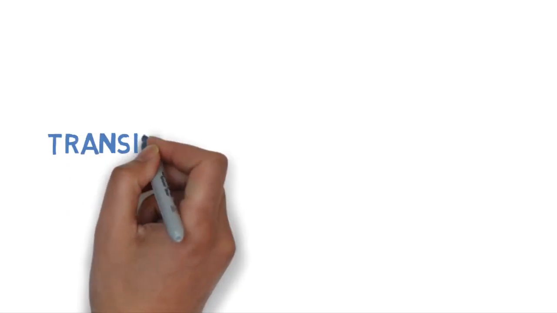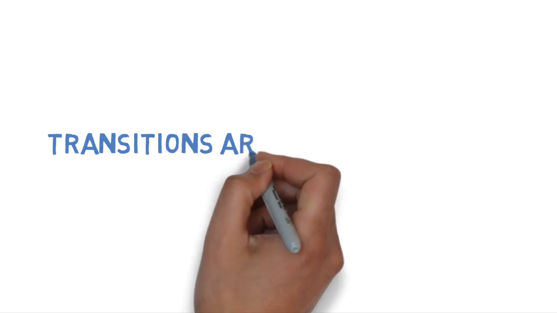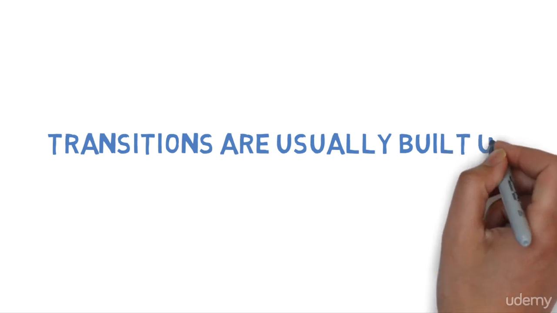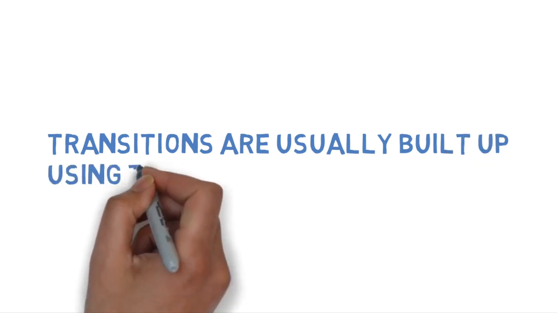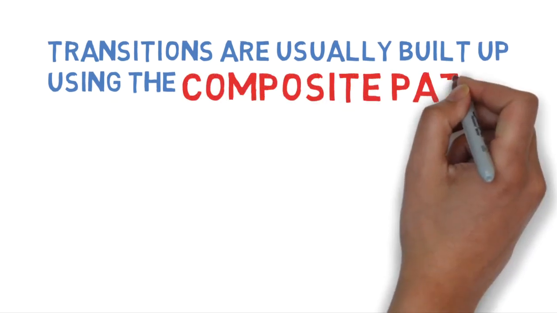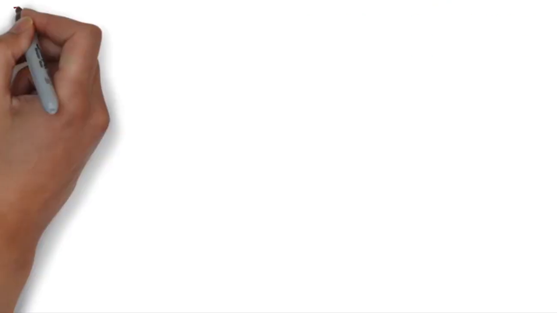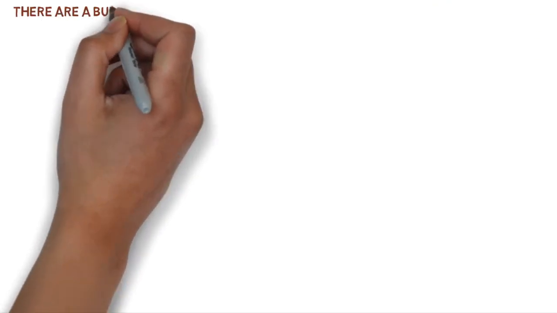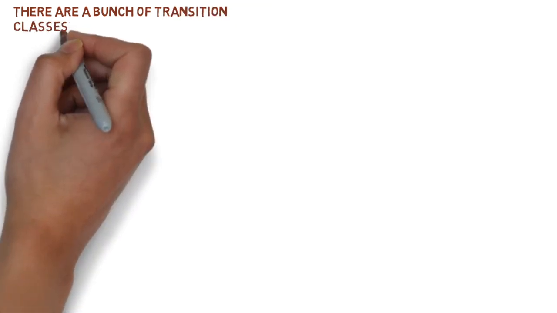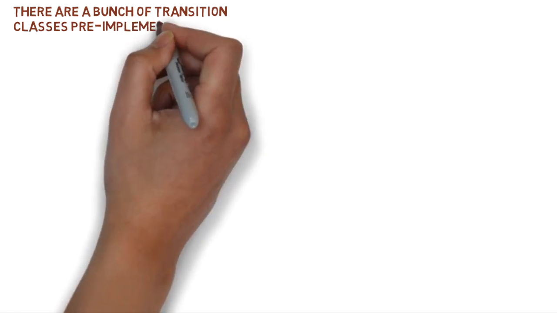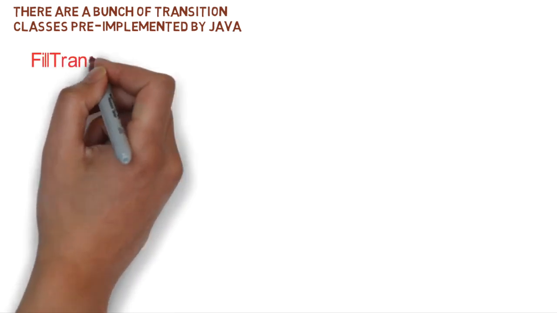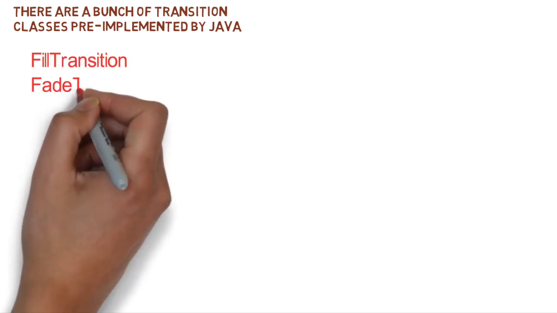Now that we've understood transitions in JavaFX, it's important to know that they're usually built up using the composite pattern. If you notice, there are a whole bunch of transitions, which means a whole bunch of objects very like each other. So let's see how we can build up transitions using the composite pattern. Let's look at all the transition animations, which are a bunch of transition classes which are pre-implemented by Java and available as a part of the JavaFX library. There are a whole number of these and they're kind of classified in different groups. Let's look at them quickly.